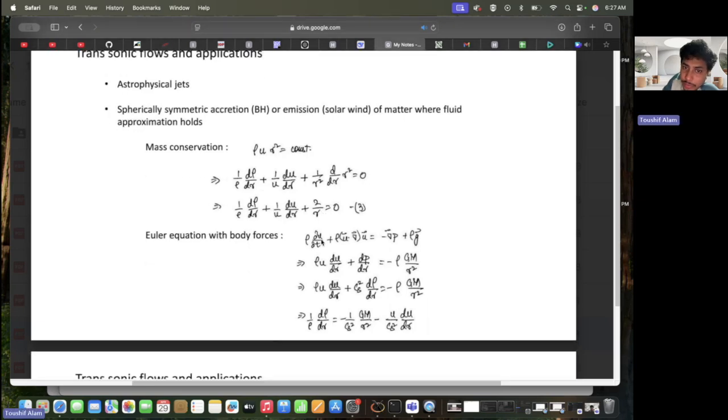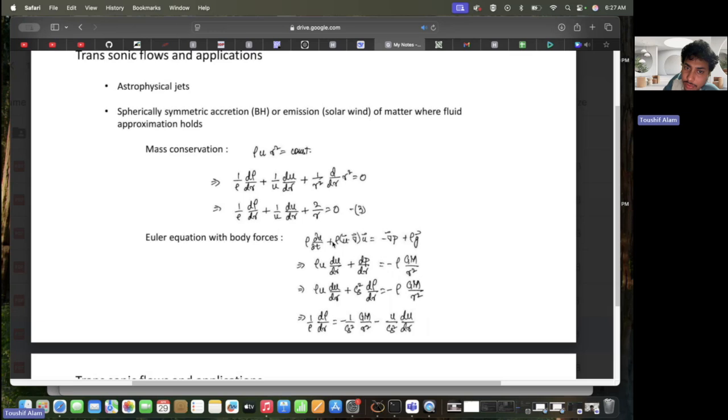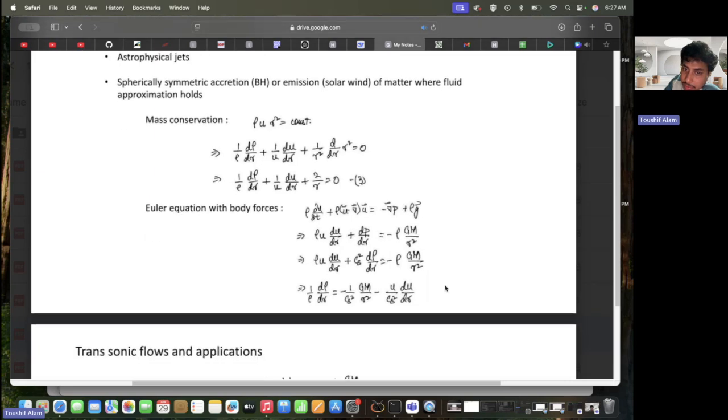So the Euler equation with body forces like gravity force: rho del u del t plus rho u dot grad u is equal to minus grad p plus rho g. So rho u du dr plus dp dr is equal to minus rho gm by r square, where the gravity g is equal to gm by r square. So rho u du dr plus c square d rho dr is minus rho gm by r square. So 1 by rho d rho dr is equal to minus 1 by c square gm by r square minus u by c square du dr, right?